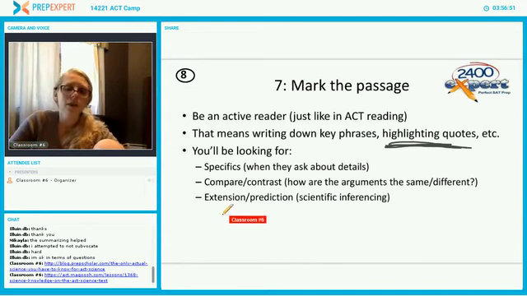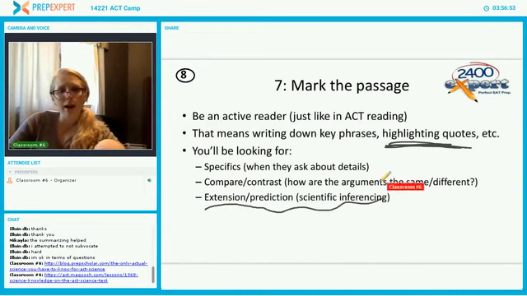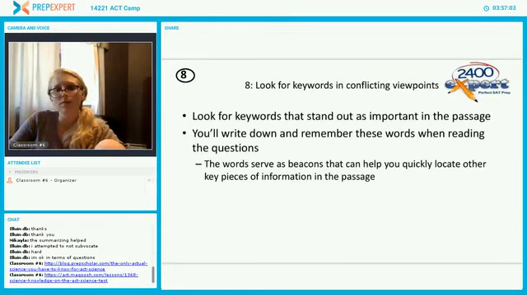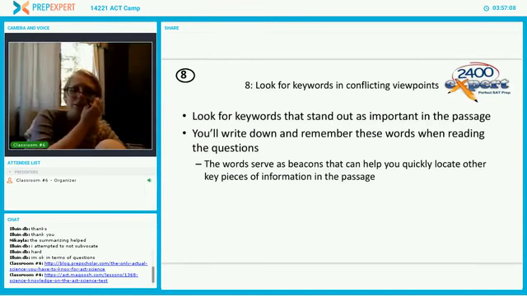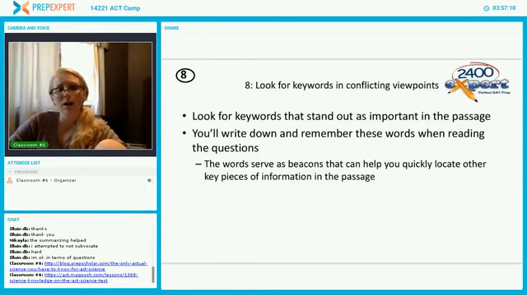All right. Extension and prediction. How would scientist 1 feel about this? How would scientist 2 feel about this? So that's why you really have to understand their arguments in order to be able to answer these sort of questions. Look for keywords that stand out as important in the passage. You write down and remember these words when reading the questions. These words will serve as beacons that can help you quickly locate other pieces of information in the passage.